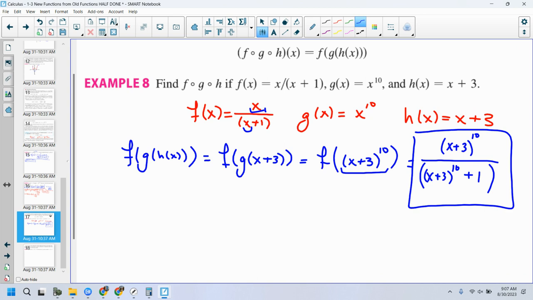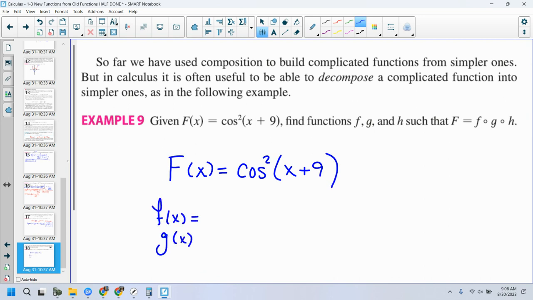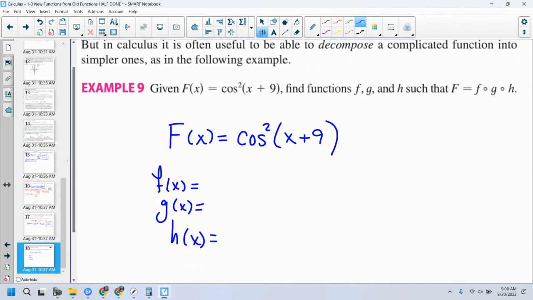And then the next problem is essentially the exact same thing. Taking it apart now. Can you recognize all the different parts? It says f of x is cosine squared of x plus 9. Identify f, g, and h. Let's see if we can identify all 3 parts.